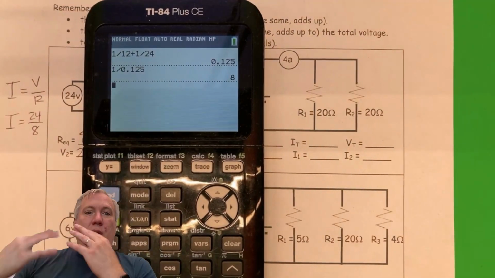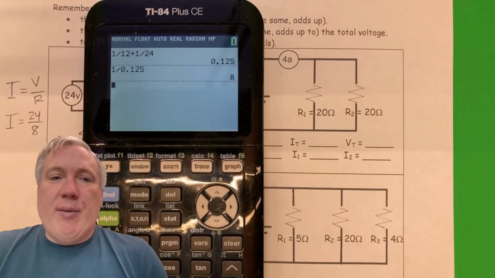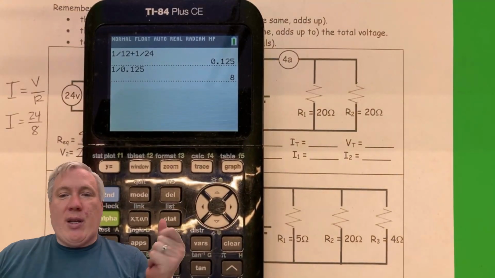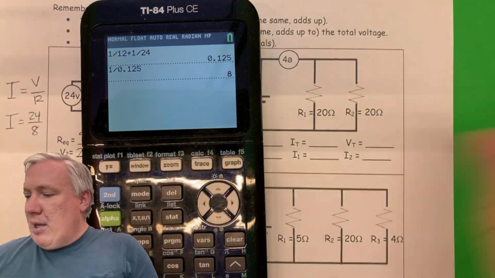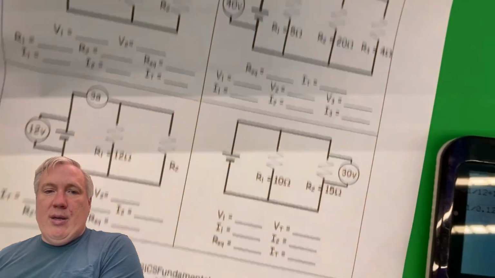So it's just 1 over that answer is what that button does. But that button does it quickly, and you'll have access to this on the test. Okay, let's do problem number 5.